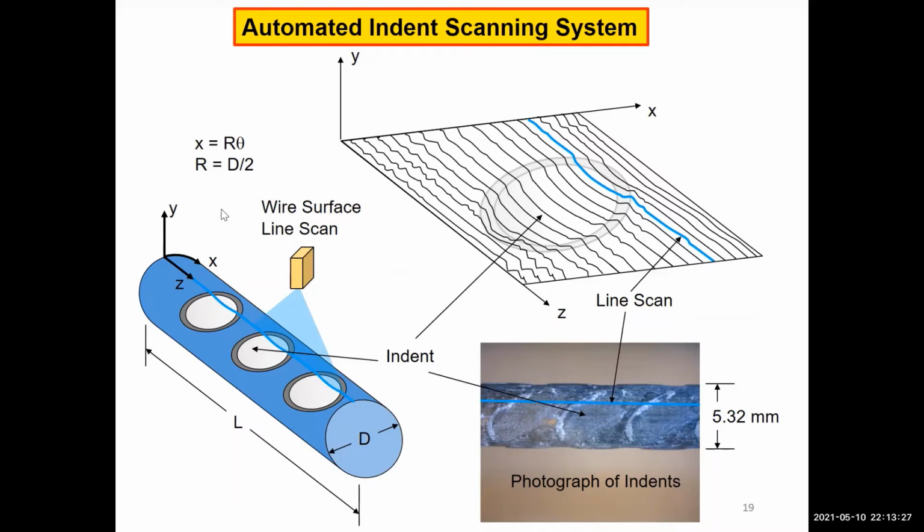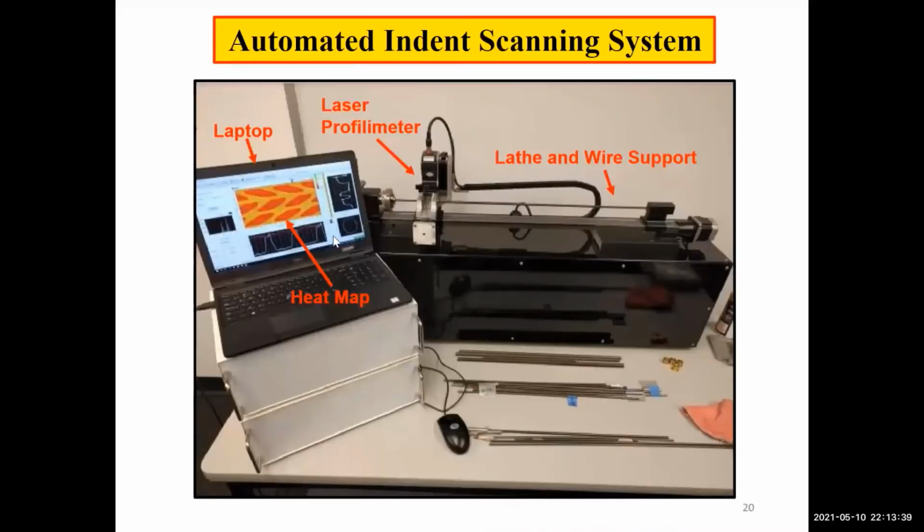It takes slices with a light scanner, a laser light sheet generator really, and from those scans we can reproduce to a very high resolution the shape of an indent. This is a picture of the automated scanning system. It works on a lathe to traverse the scanning system along the length of the wire, and then the result is processed and controlled in LabVIEW code.